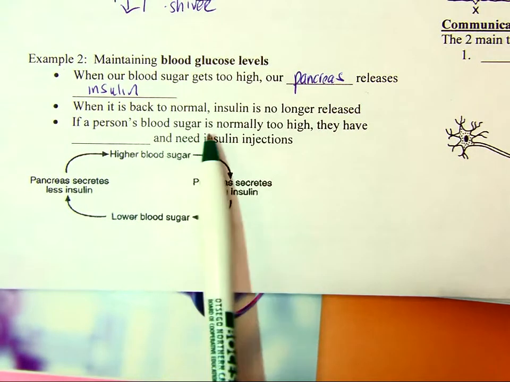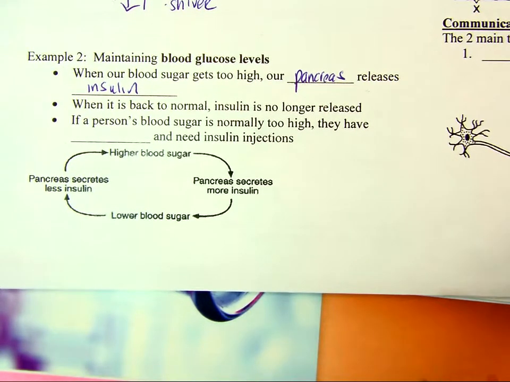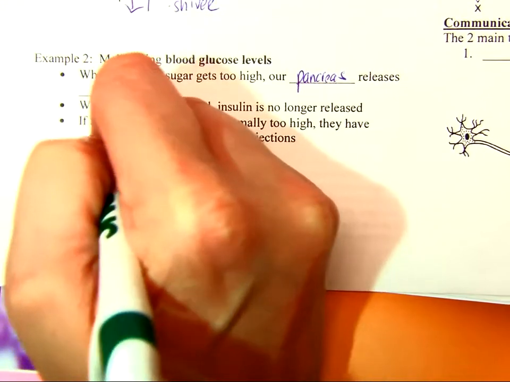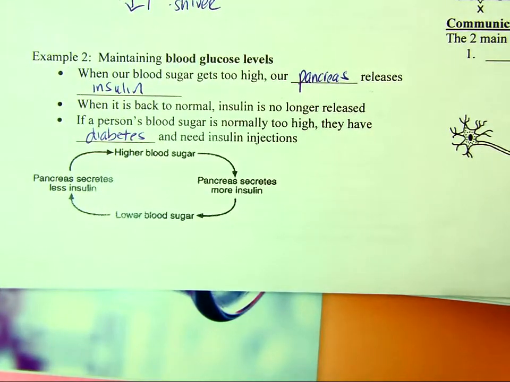If a person's blood sugar is normally too high, they have something and need insulin injections. What's that? You guys know what that's called? Yes, diabetes. So if we have a problem with this homeostasis, or we have a problem regulating our sugar, we have a condition called diabetes. In some cases, it's regulated by insulin injections, or in some cases, you have issues with high blood sugars staying up all the time, which is not good for your body.